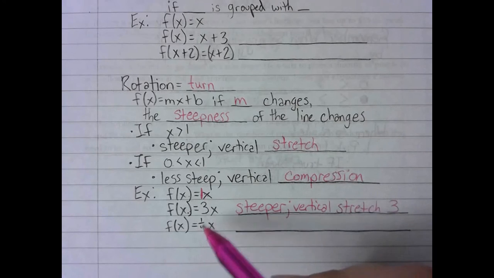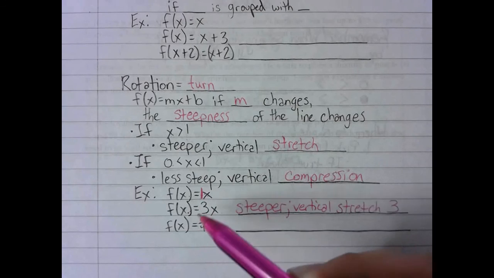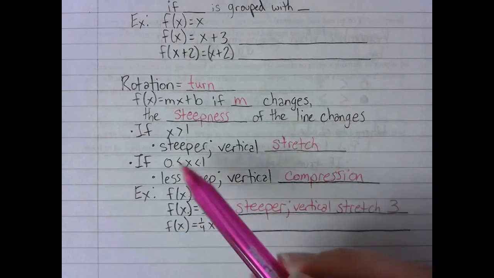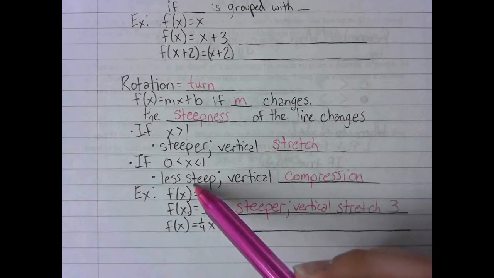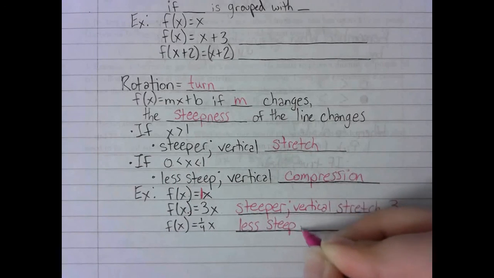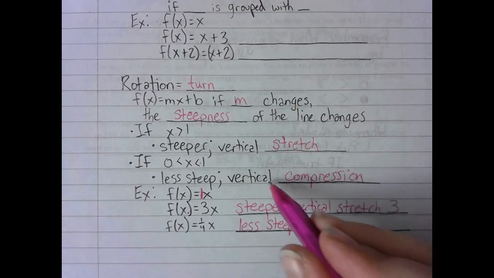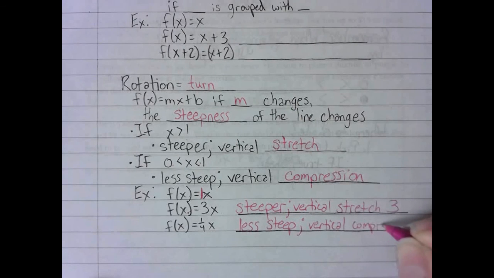All right, on our second example, to go from 1x to 1/4 x, we multiplied by 1/4. 1/4 is between 0 and 1. So we're going to end up with something that's less steep. That means we're going to get a vertical compression. And specifically, since we took 1 and multiplied by 1/4, we're going to have a vertical compression of 1/4.